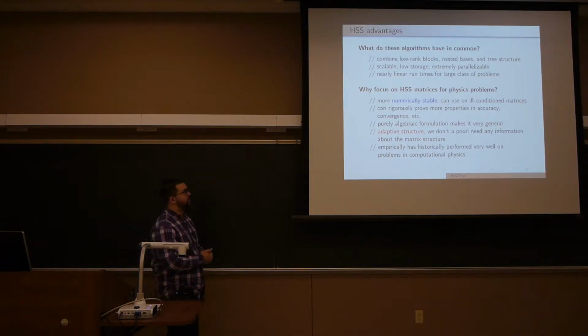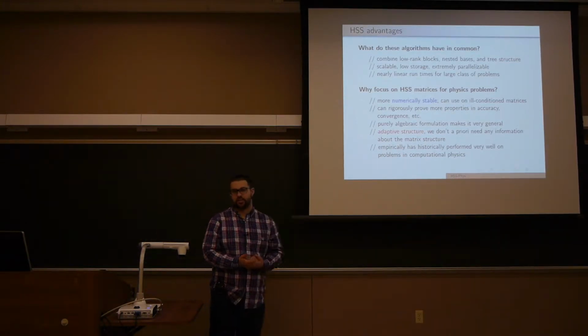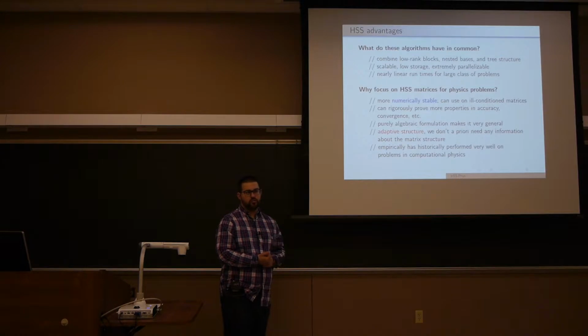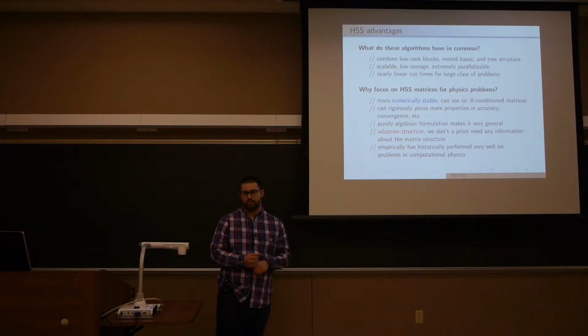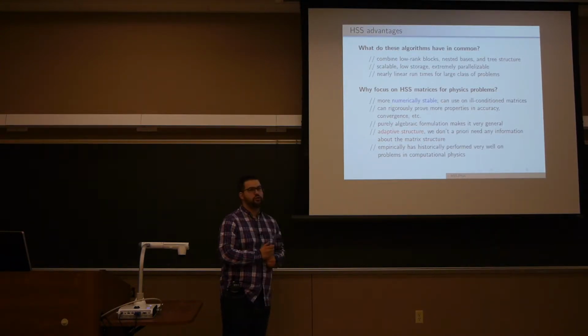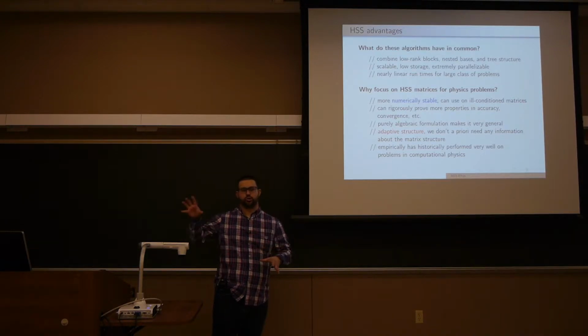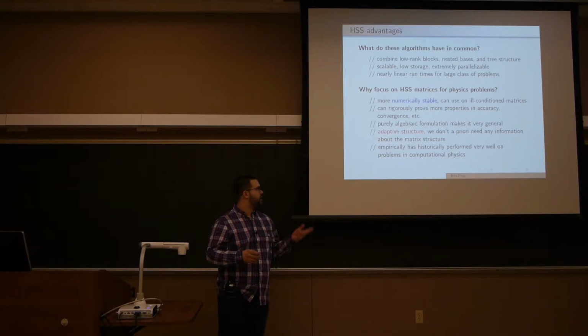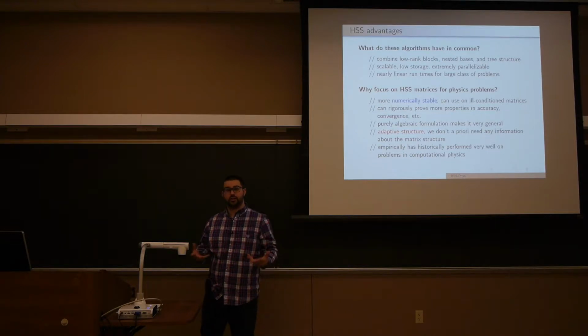HSS, why I really like it for physics problems, is it's numerically stable and it's adaptive. You don't need to know that your matrix has any sort of nice stability properties, and you can prove exactly how accurate it's going to be. And you don't need to know exactly what the rank structure looks like beforehand or the kernel function. The algorithm will find it for you, as long as it's there.